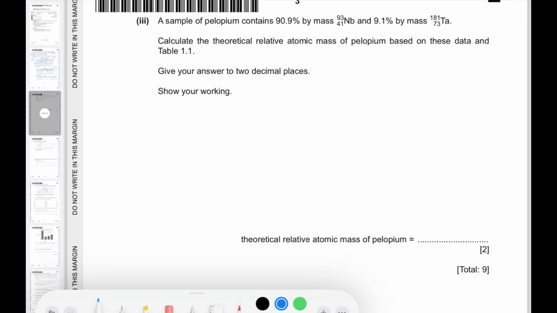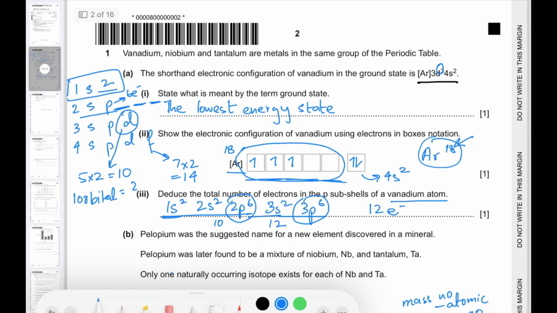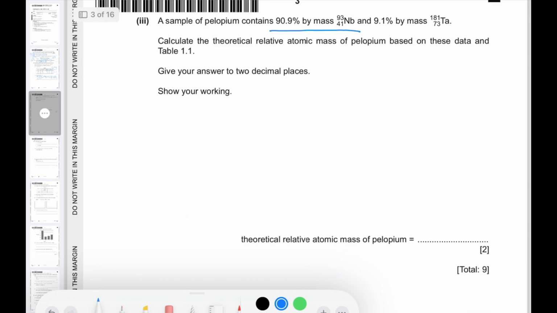Part 3. A sample of columbite contains 90.9% niobium and 9.1% tantalum. Calculate the theoretical isotopic mass of columbite based on these data and table 1.1. Give your answer to 2 decimal places.